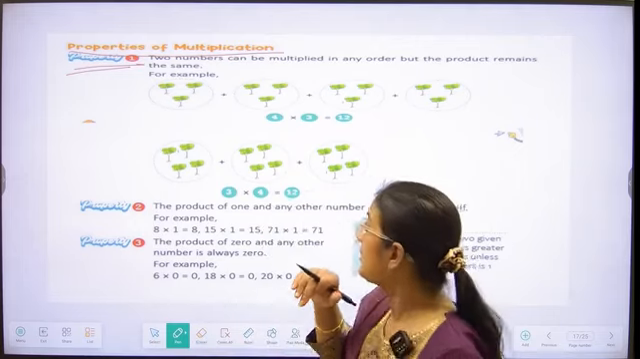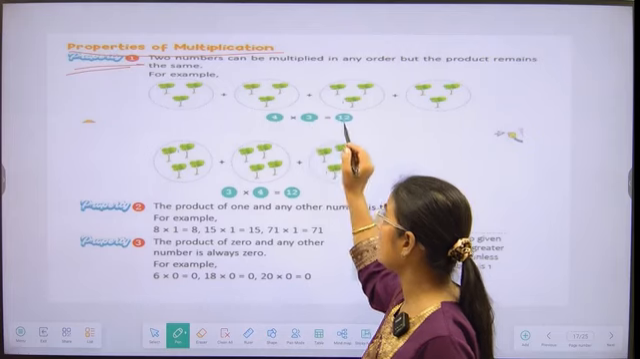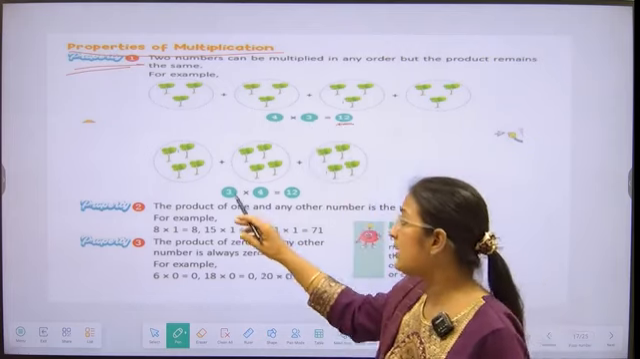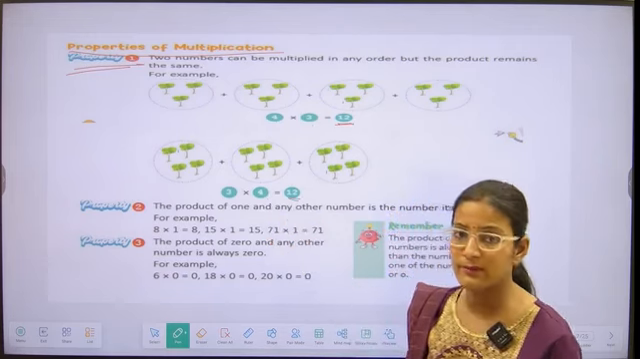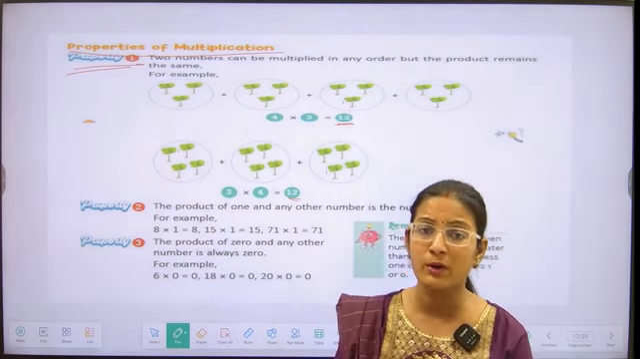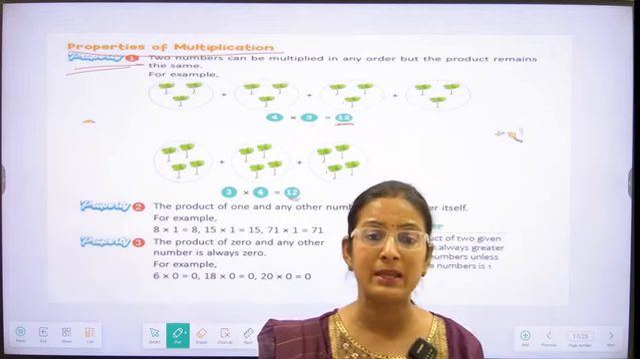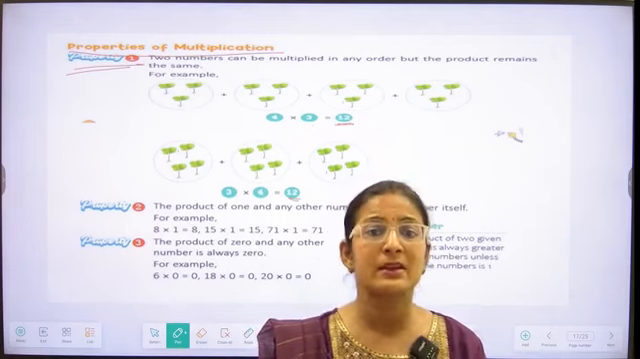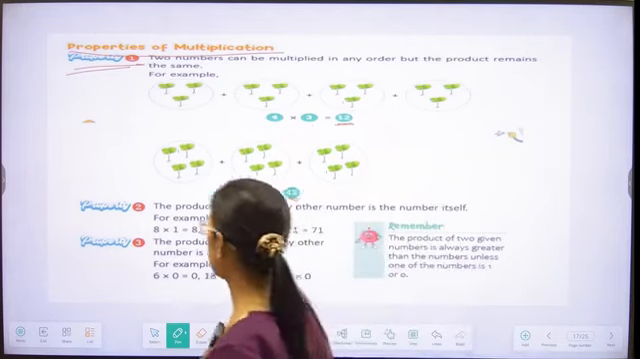Let's see. As you can see, we have 4 multiplied by 3, the product is 12. Similarly, if I multiply 3 by 4, again the product will be the same, 12. So what we have seen over here is that if I change the order of the numbers, or we can say the multiplicand and multiplier, then the product will always remain the same, students. Let's move to the next property.